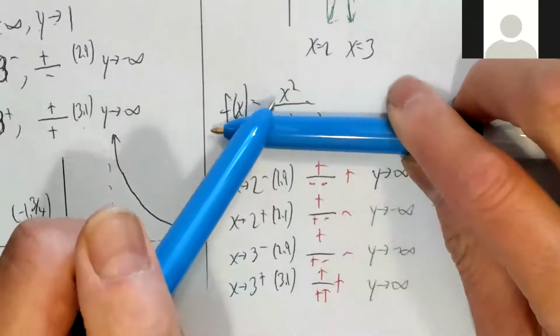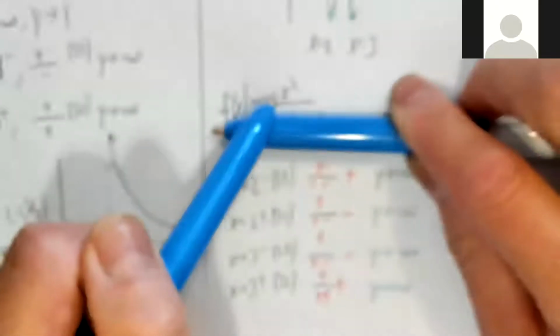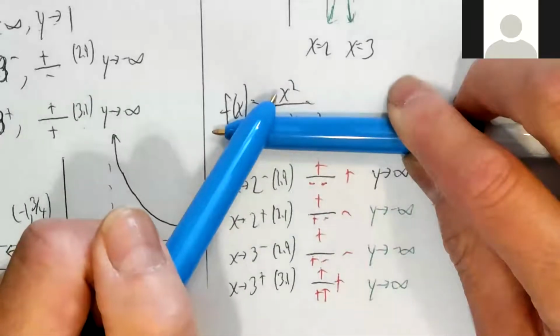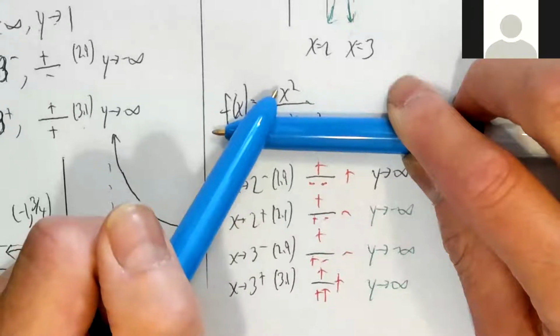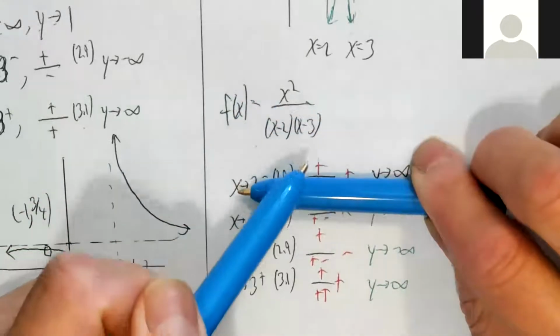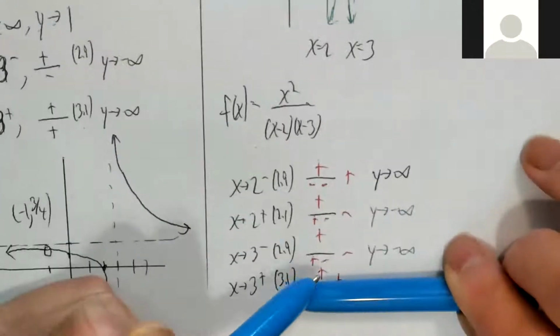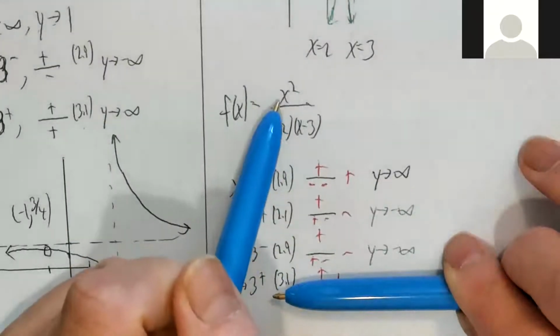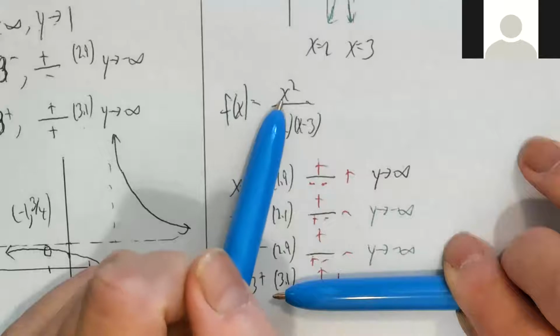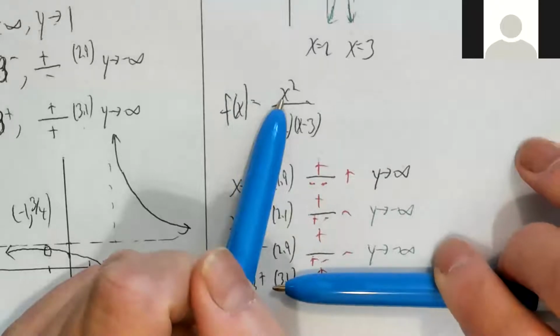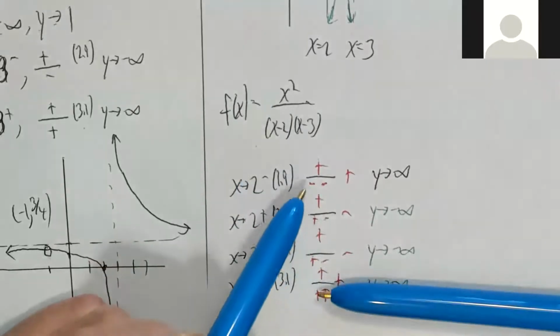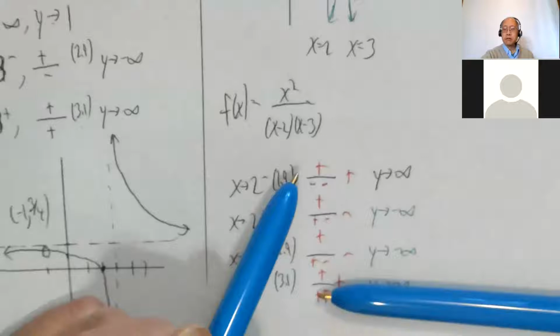Then I notice, hey, x squared. What do I know about x squared? Unless I'm plugging in 0, which I'm not, it's always positive. So right away, plus, plus, plus, plus. All the numerators are positive, right? Even if I plug in a negative number, it'll be positive. So they're all pluses. So the only thing I have to worry about is the bottom.